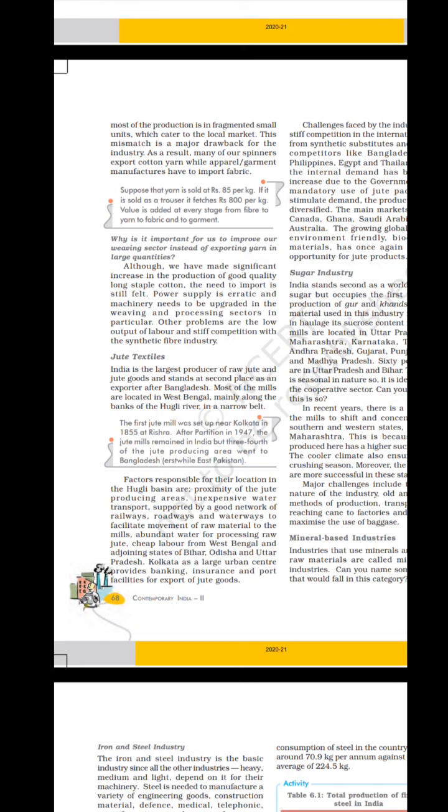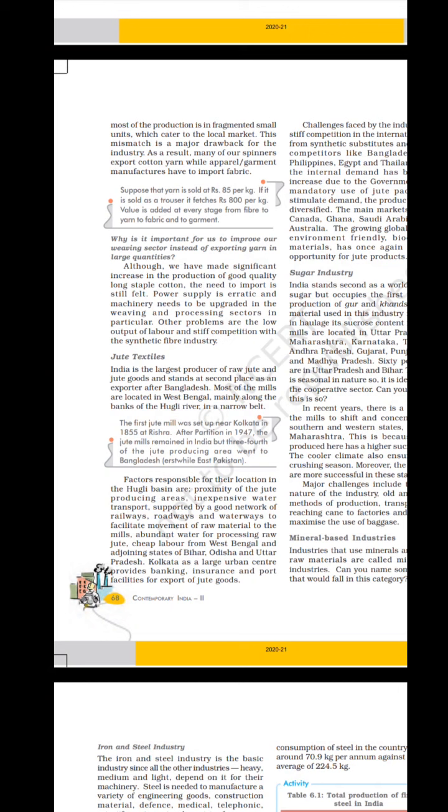Sugar industry. India stands second as a world producer of sugar but occupies the first place in the production of gur and khandsari. The raw material used in this industry is bulky and loses its sucrose content if not processed quickly. The mills are located in Uttar Pradesh, Bihar, Maharashtra, Karnataka, Tamil Nadu, Andhra Pradesh, Gujarat, Punjab, Haryana and Madhya Pradesh. 60% of the mills are in Uttar Pradesh and Bihar.